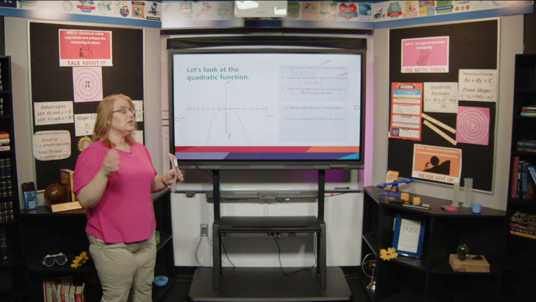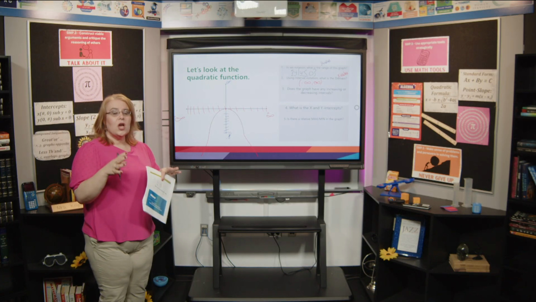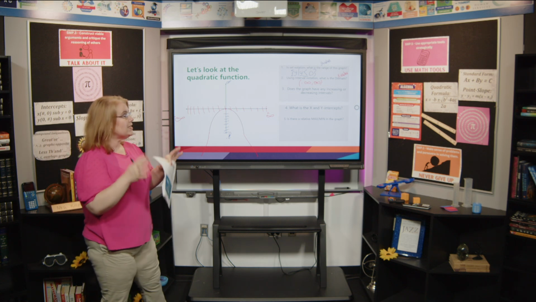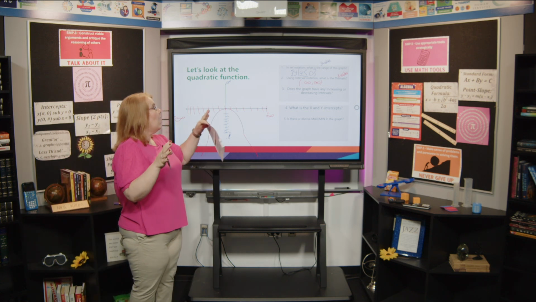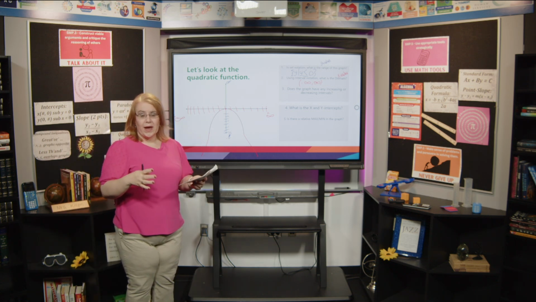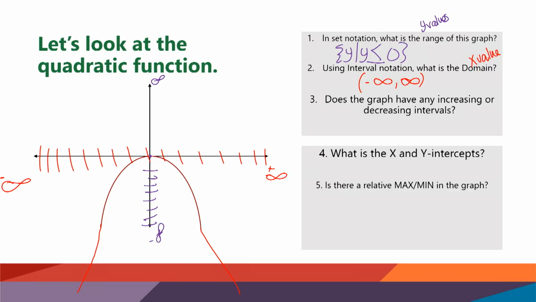Noting that I am using 2 parentheses to show those concepts. Remember, infinite concepts use parentheses. If I have an exact value, I use those brackets. Good job. Let's look at the next one. Does this graph have an increasing or a decreasing interval? Well, let's look.